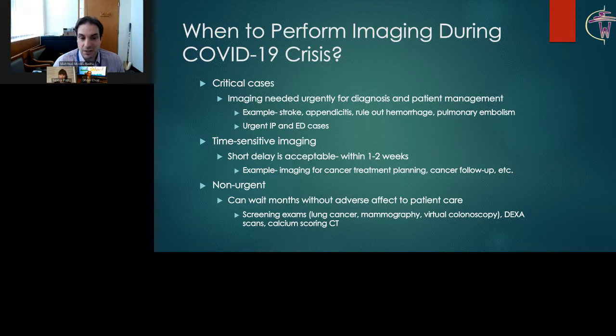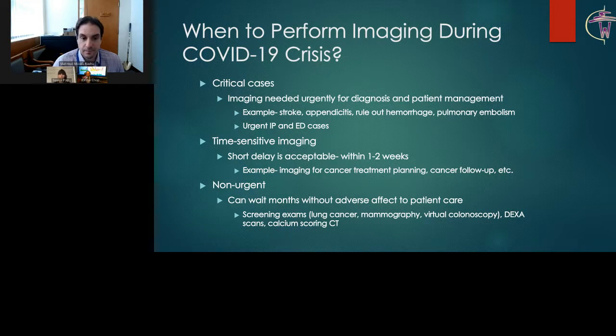In addition, there's the consideration for time-sensitive imaging. This is in all cases where a short delay is acceptable, whether it's within 1 to 2 weeks. These are patients that you can image within that time frame when the imaging is needed. And this applies to a lot of cancer treatment planning and cancer follow-up cases. And then the other exams fall into the non-urgent cases, where these cases can wait months without adverse effect to patient care. Screening exams fall into this category, whether it's lung cancer, mammography, virtual colonoscopy, DEXA scans, and calcium scoring CT. So these are the three categories that we divide outpatient, ED, and inpatient cases into, and image accordingly.